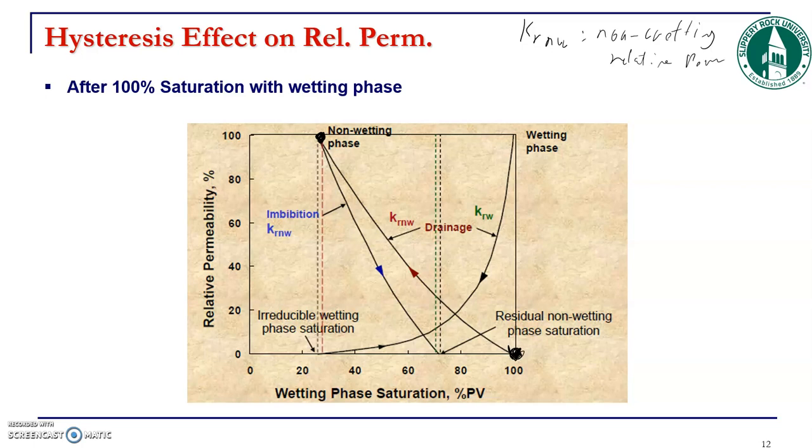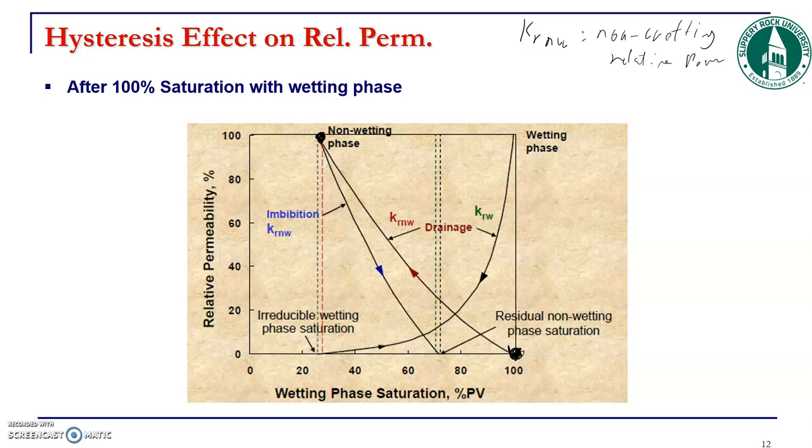And then let's assume that you take that core sample and then you re-inject water into the core sample. Now the saturation of the wetting phase is increasing. This is called an imbibition process. The previous process was drainage because the saturation of the non-wetting phase was increasing. So during this drainage process, let me go back to that. The relative permeability of the non-wetting phase increases. The relative permeability of the wetting phase during this process decreases.